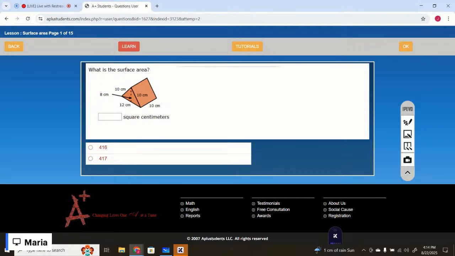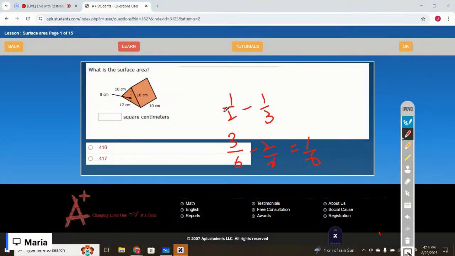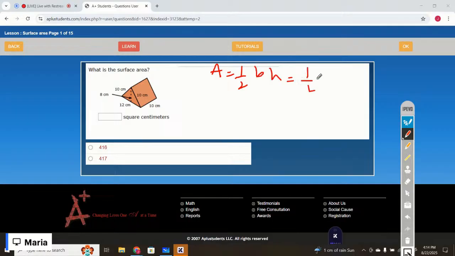What is the surface area? Let's just calculate the surface area. Let's just calculate the area of the face. This is the triangular face. So the area is half times base times height, that is 1 by 2. Base is 12, height is 8. 2 times 6 is 12, that is 48. The other side has the same area, that is 48, right? 48 is the area of two faces.